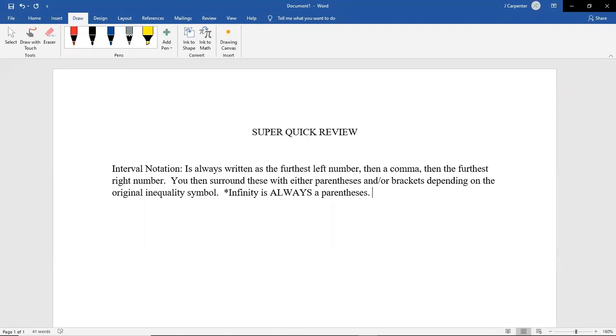A parenthesis means it's just out of our reach, whereas a bracket means we can touch it, we can include it. And that's when we have the less than or equals. That's when we would use a bracket.